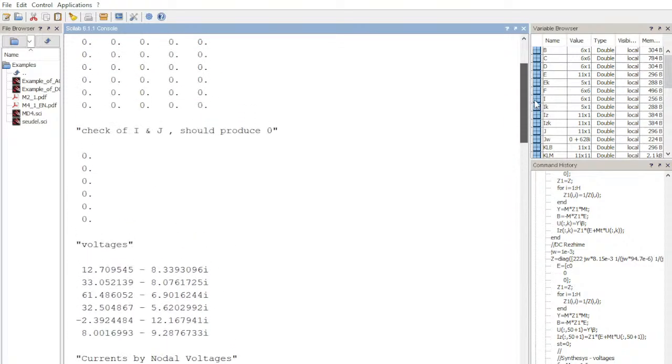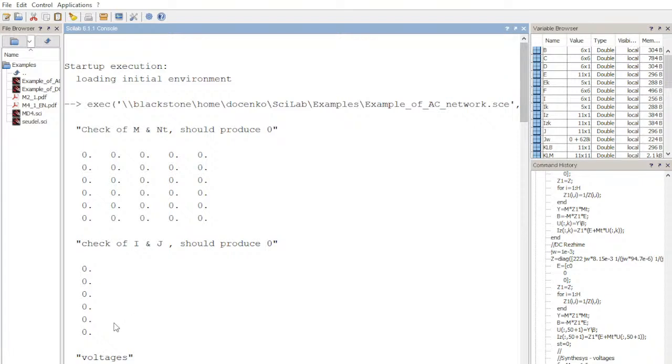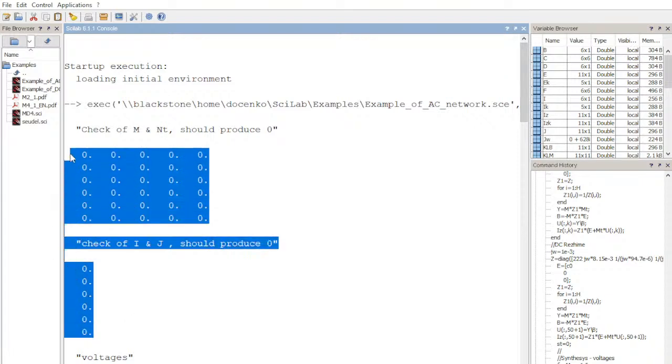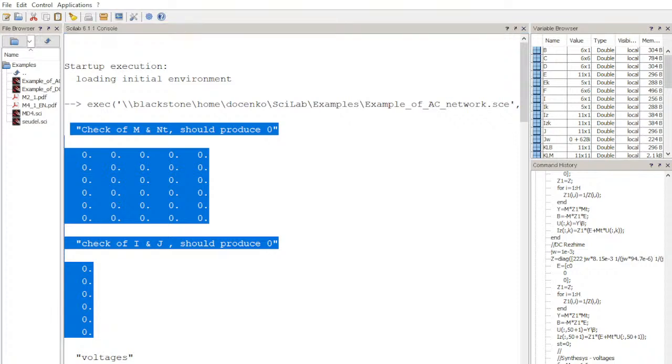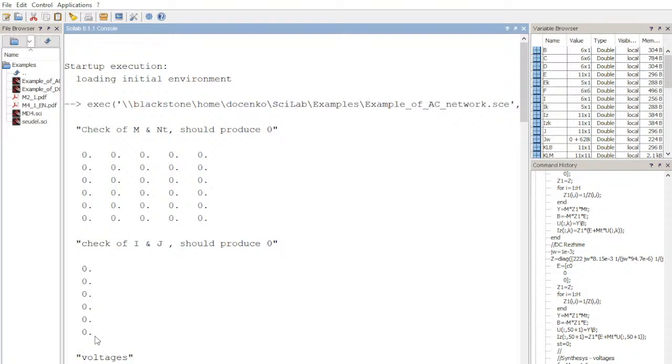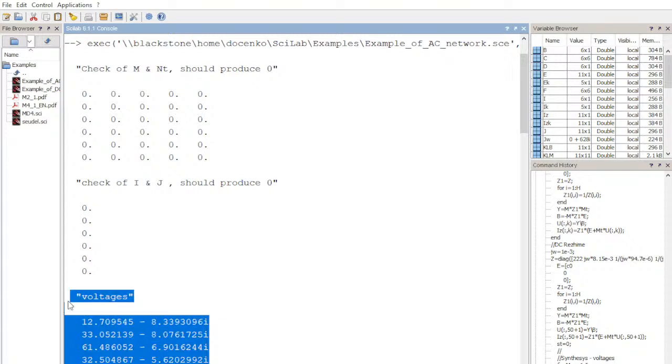Let's see what happened. This part. See? Yeah, it's okay. So I have checked my first and second incidence matrix. You can see nice zeros. They are consistent, and also the I and G vectors, they're okay. Now voltage. I have a result.